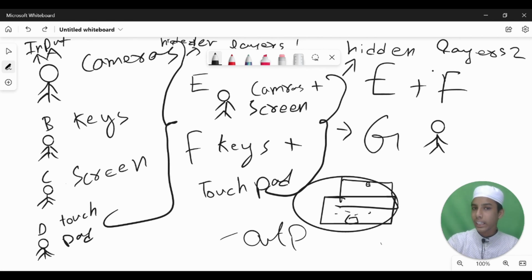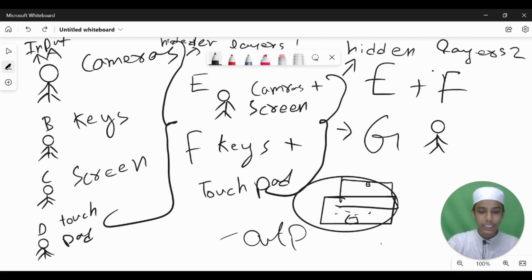So guys, A can find a lot of cameras, seeing that this is a 4K camera, this is a 180p camera. So this can fit according to the laptop. And then it's going to build here the cameras. Then this one is going to build a lot of keys, this one is going to build a screen, and this one is going to build the touchpad. Now what this does is it's going to see which camera to choose for the screen.